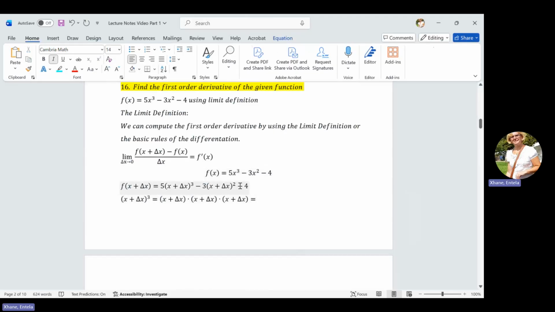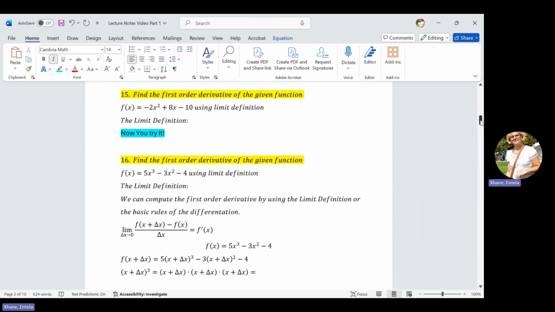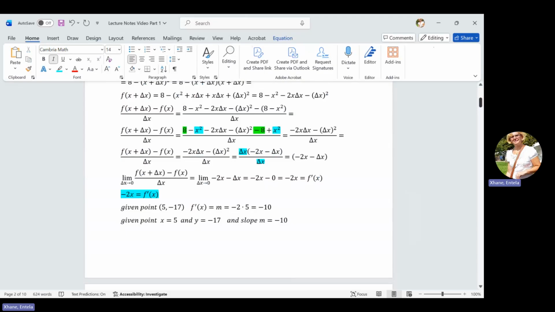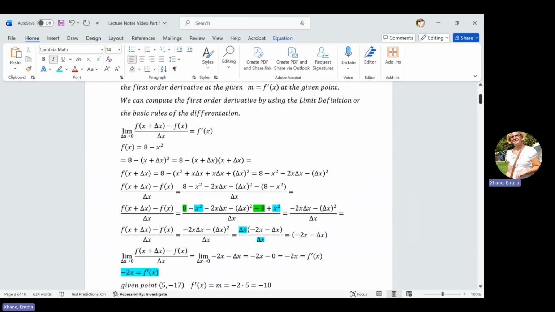Then I need an x plus delta x to the second. As you know, we already computed this in the previous step. I can show you when I computed x plus delta x to the second. This is x plus delta x to the second right there. So we started with x plus delta x squared. So let me copy all this and then I'll adjust it for you.